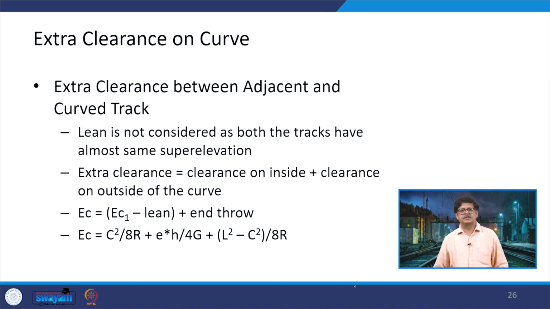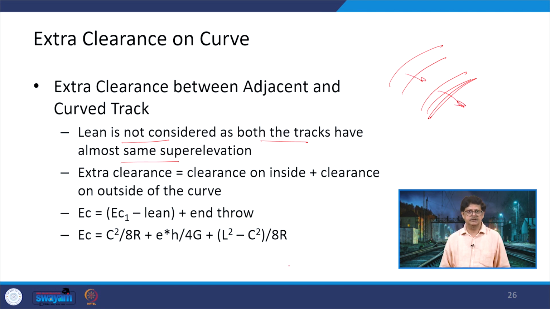Now, another one is the extra clearance required between adjacent curved tracks. Lean is not considered as both the tracks have the same super elevation. So, you have this track as well as this track. The same super elevation is provided, therefore whatever lean will happen here, the same lean will also happen on the other side. So, the extra clearance here is the clearance on the inside plus the clearance on the outside of the curve. So, what we have is EC1 minus lean plus end throw.